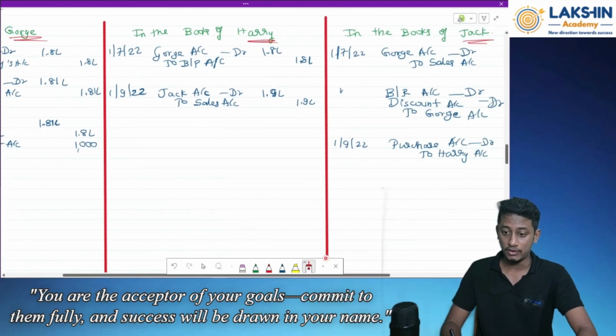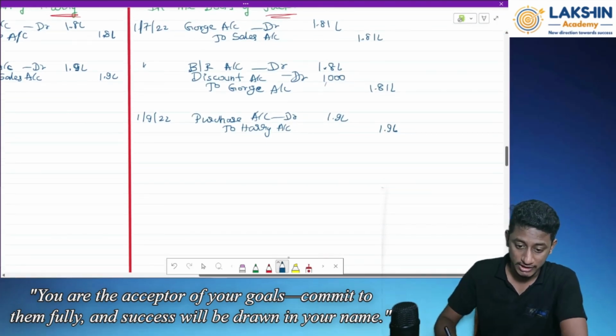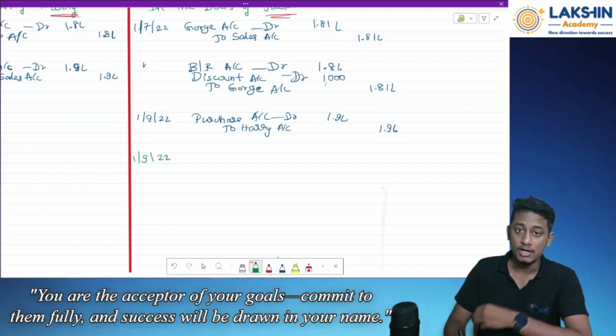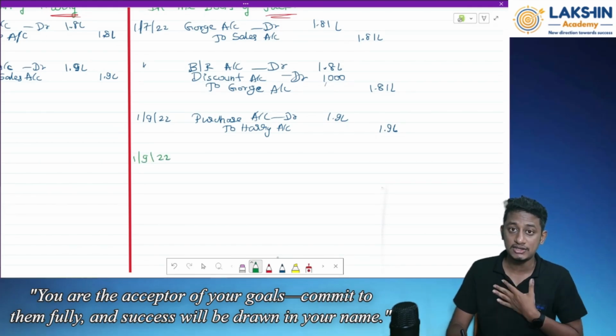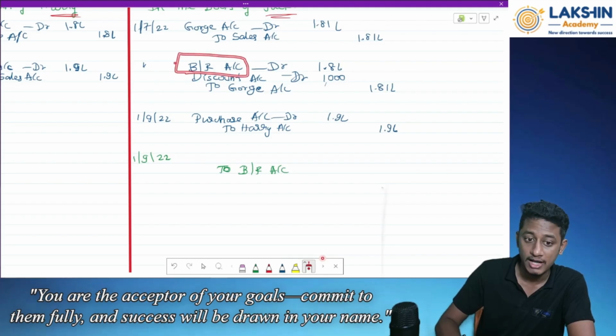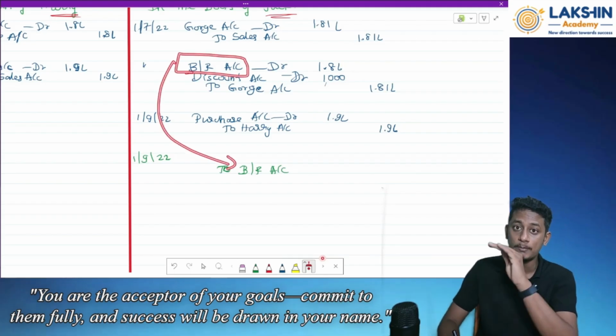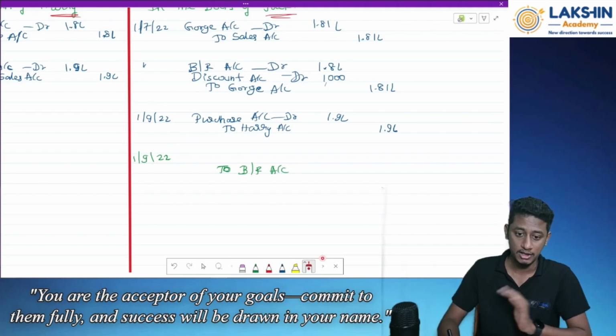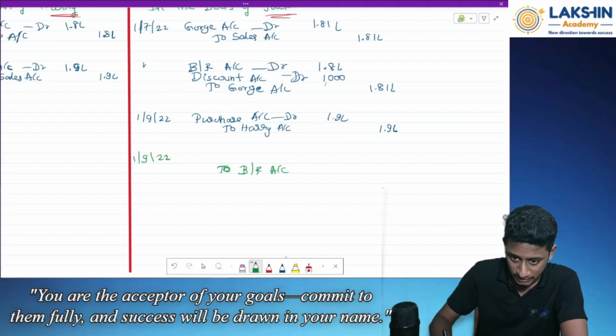Okay. So first of all, pass the entry in the books of Jack, the one who is endorsing the bill. On the same date, he is giving the bill. So the bill is going out of my books of accounts. So the entry will be what? To bill receivable account. Whatever bill receivable I have received over here, I am crediting it now. So this is nullified in the books. It means I don't have any bills in my hand. Clear? Okay. What is the bill value? Rupees 1.8 lakhs was the bill value.